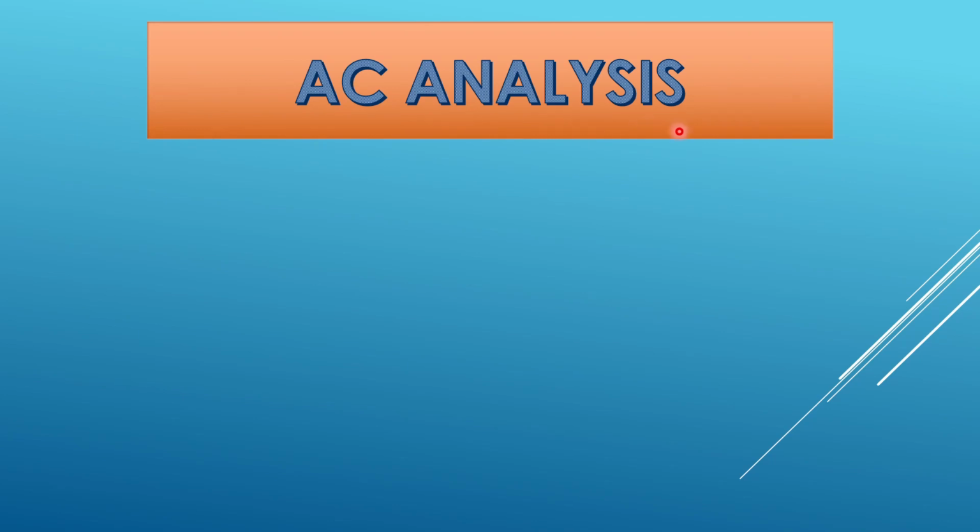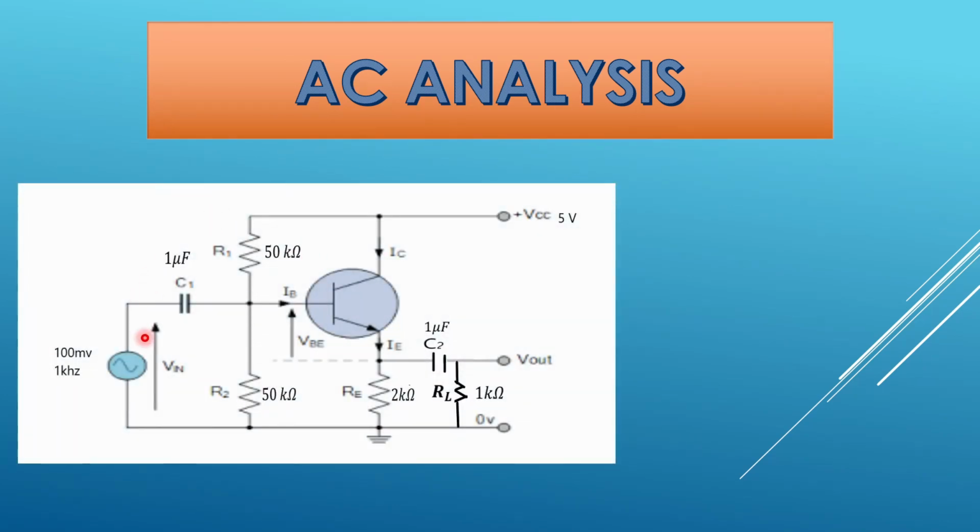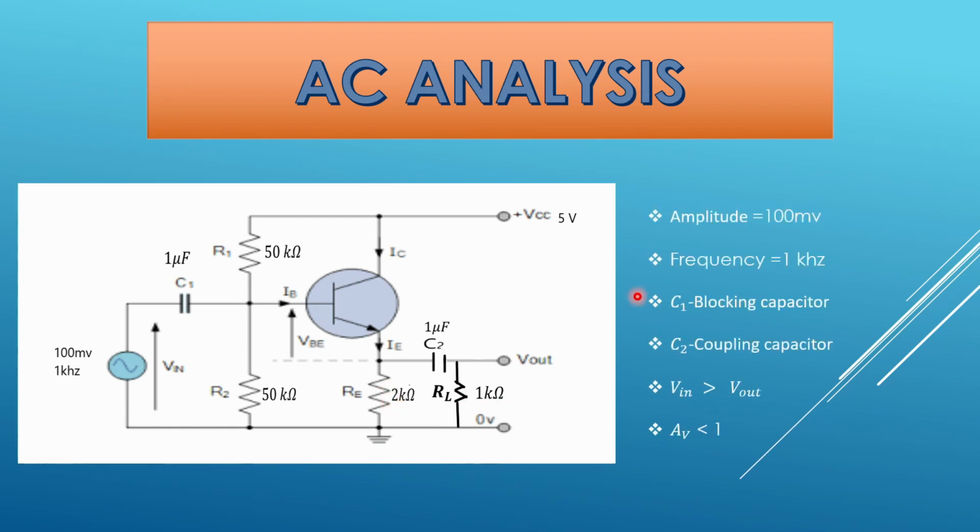Let us move into the AC analysis of the common collector amplifier circuit. So let us now look into this circuit. We have an input voltage of 100 millivolts given, C1 and C2 capacitors placed, and resistances R1 and R2 of 50 kilo ohms each, VCC of 5 volts, a load resistance of 1 kilo ohm, and RE value is 2 kilo ohms.